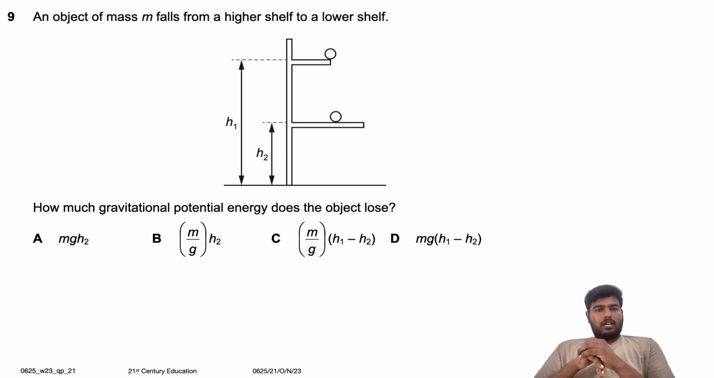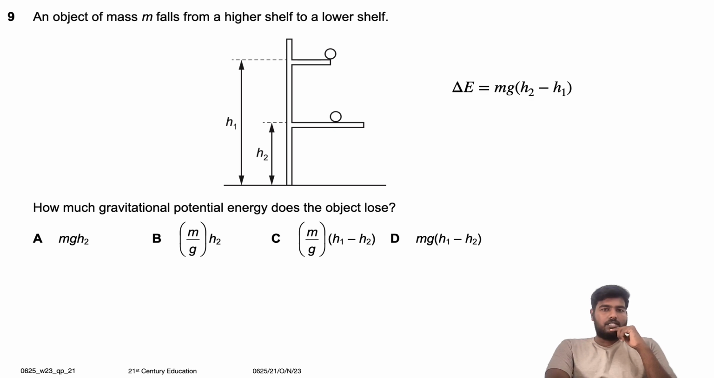An object of mass m falls from a higher shelf to a lower shelf. How much gravitational potential energy does the object lose? Okay, so here is one small twist. How does the object lose? So let's find the gravitational potential energy difference between these two points, which should be mg(h2 minus h1).